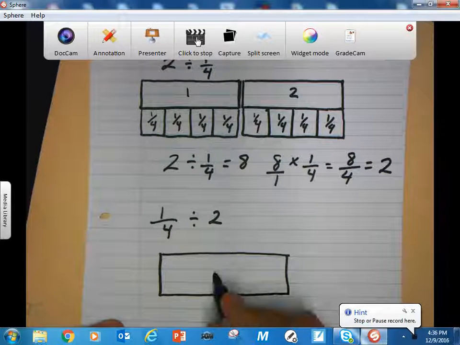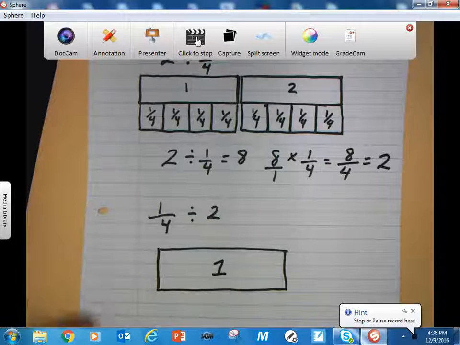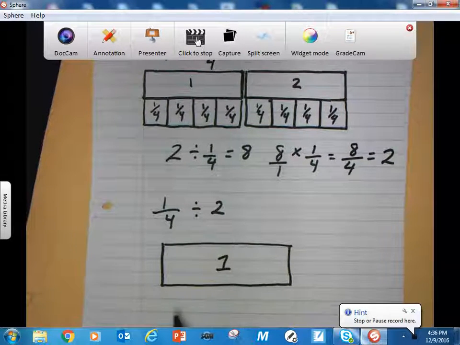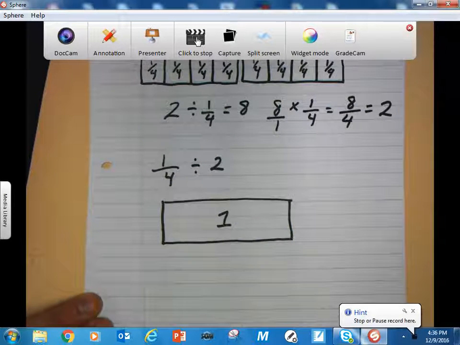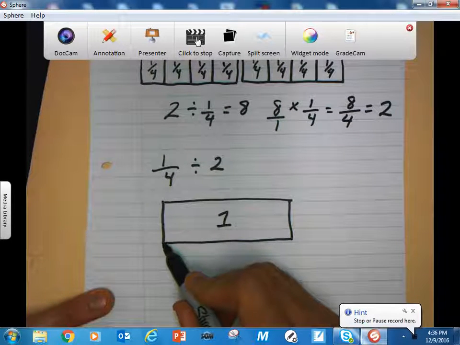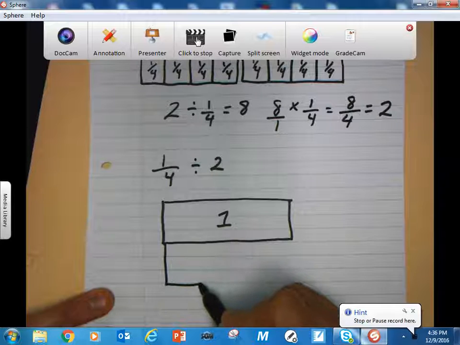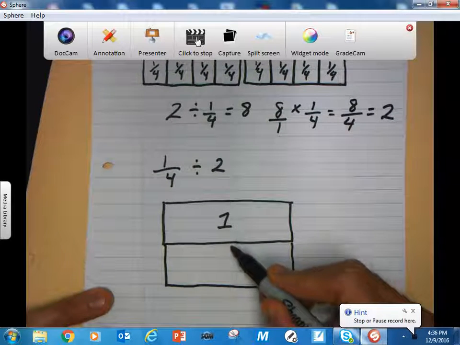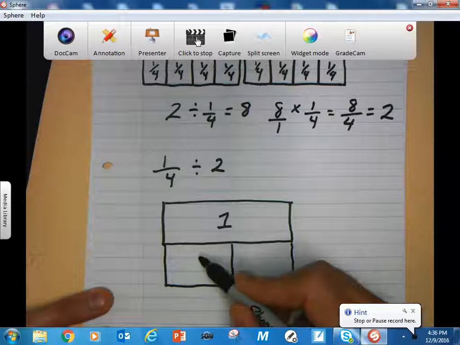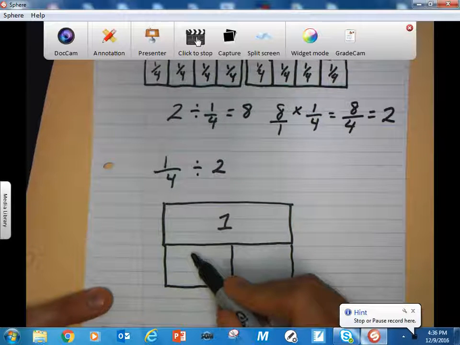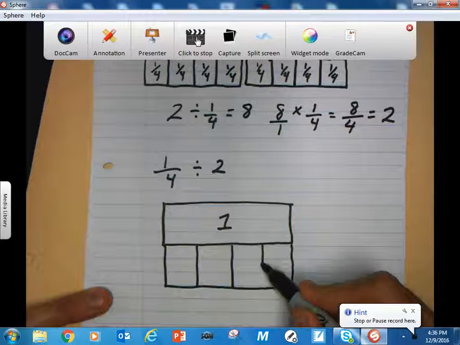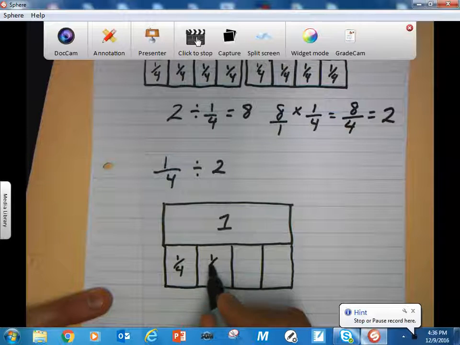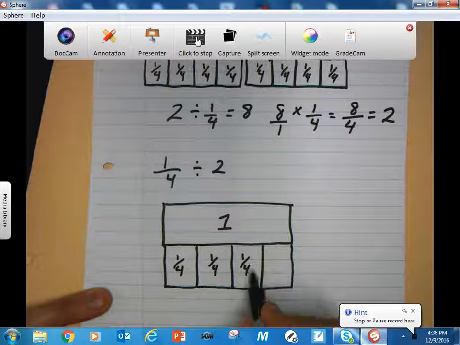Alright, that's my 1. If I take a look at 1, I want to take one whole box, and I want to now take my one whole and divide it into fourths. So I'll make another one. I'm just showing a model to show the representation here. I take my box and divide it in half. Half of a half is a fourth. Alright, so I have 1/4, 1/4, 1/4, 1/4.